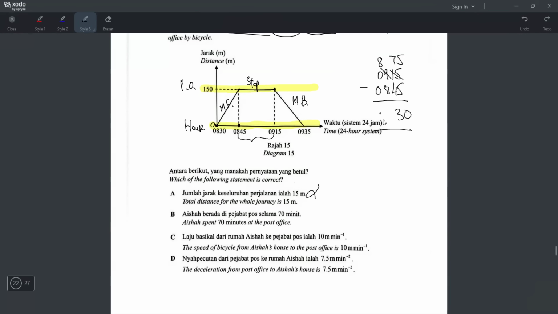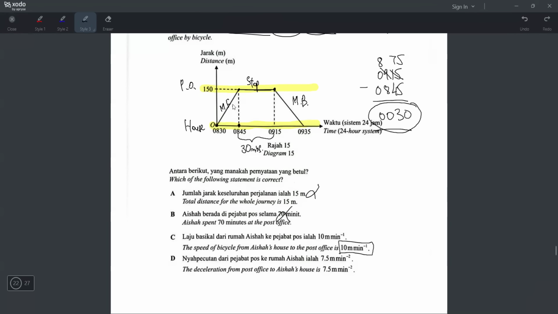And then 08 minus 08 is 00. So that means 30 minutes have passed. Maksudnya dia buat dia punya kerja post office 30 minit. Bukan 70 bro. So B salah. C, the speed of bicycle from Aisha's house to the post office is 10 meter per minute.